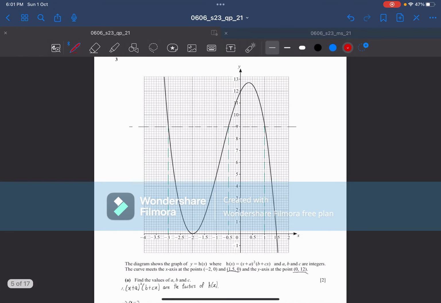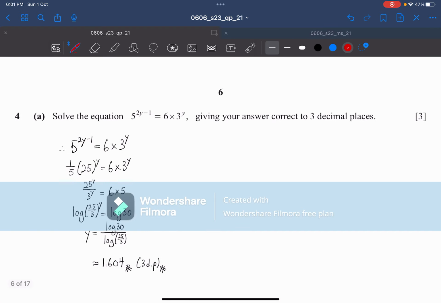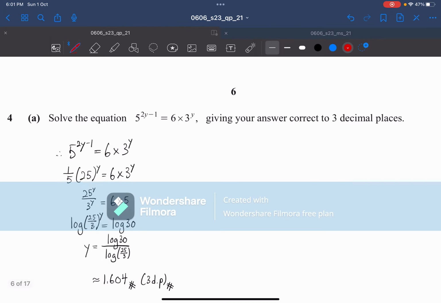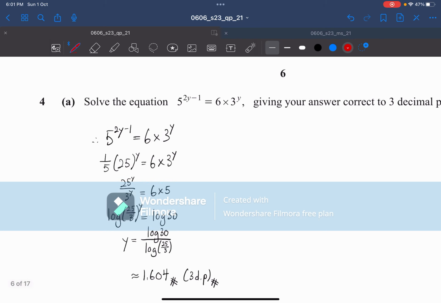Okay, so yeah, question 4. Solve the equation giving your answer to 3 decimal places. So pretty straightforward, just logarithms. So just follow along. 5 to the power of 2 minus 2y minus 1 equals 6 times 3 to the power of y.